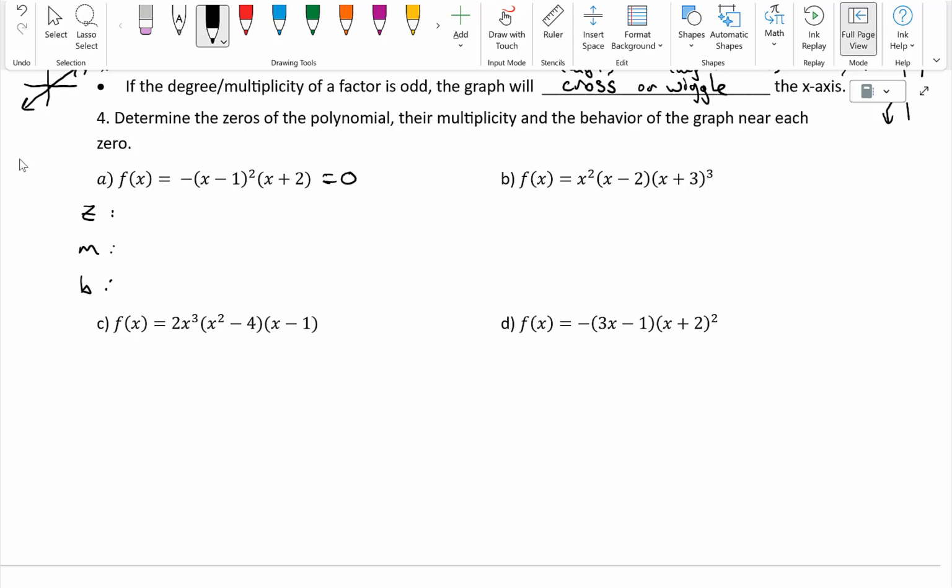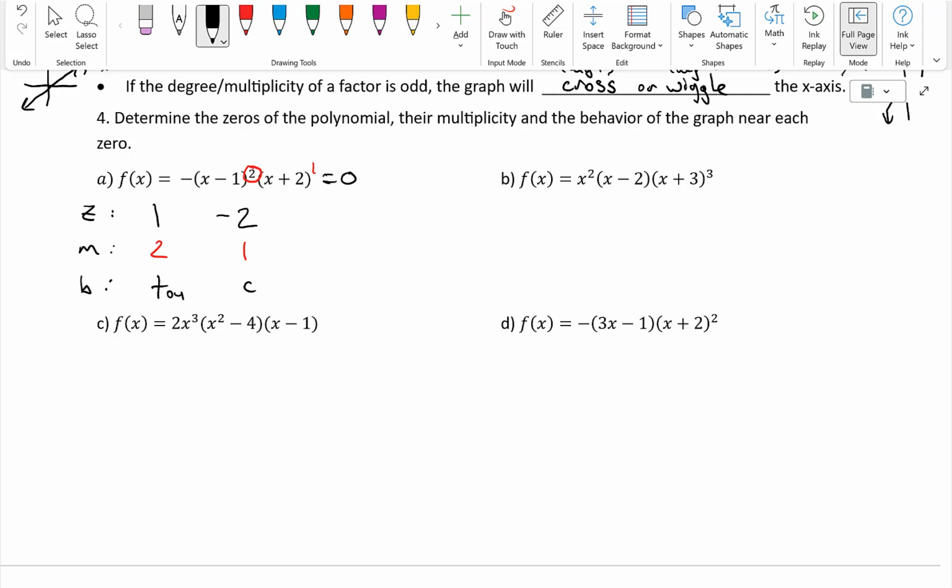But our zeros here, we can see if x minus 1 squared was equal to 0, we'd have to sub in 1 to get a 0 there. For x plus 2, we'd get negative 2. Our multiplicity comes from the degree of each, or how many times it's repeated. So we have a multiplicity of 2 here, and a multiplicity of 1 for the negative 2. Which means when we get close to 1, you can put a T for touch, or B for bounce there for the behavior. And since we have degree 1 for that x plus 2, or multiplicity 1, the graph's just going to cross there.